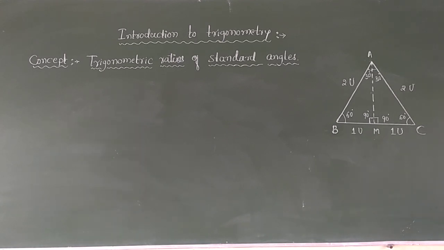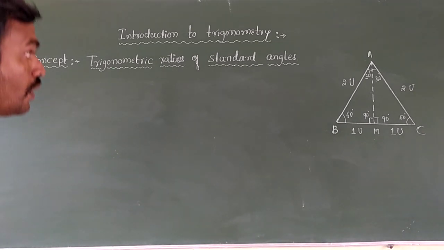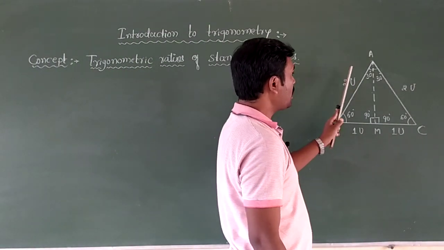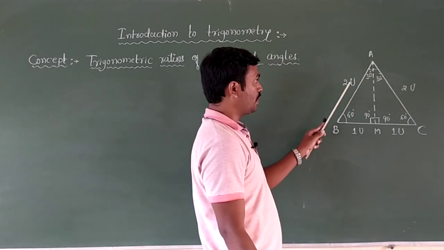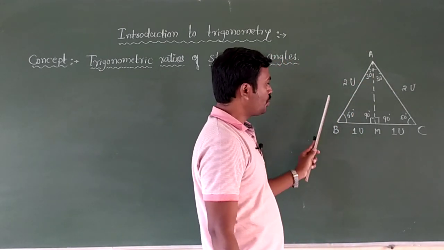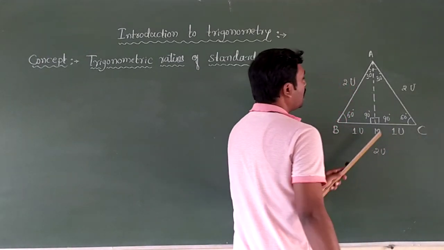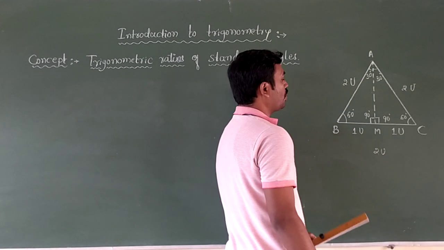To find 30 degree and 60 degree, here I have drawn an equilateral triangle ABC. Equilateral means all the three sides are always equal. Here I have taken AB equals 2 units, BC is also equal to 2 units, and AC is also equal to 2 units.